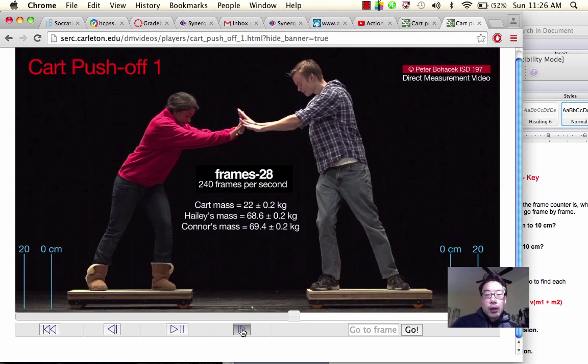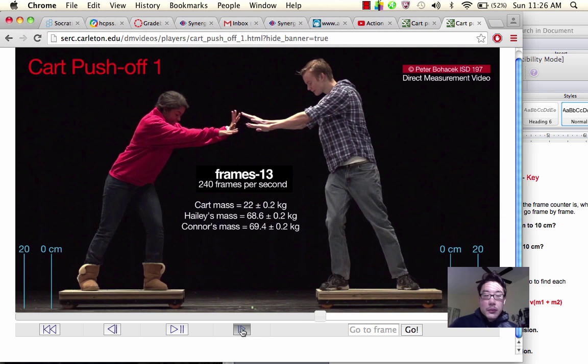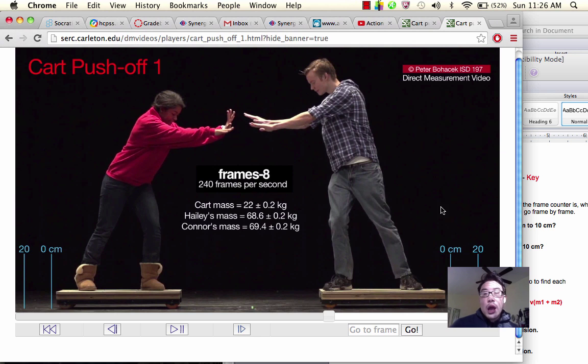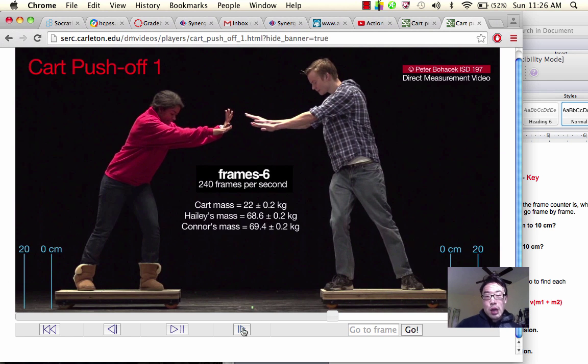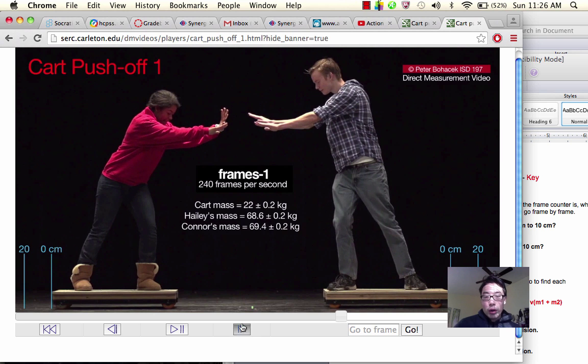This is important because when the frame is at the 0 point, that is when you have to start taking data. That is when the different markings here, 0 centimeters and 20 centimeters, become relevant. Other things that we see here are the cart's mass. I'm guessing she's Haley and he's Connor. Their masses are given with a give or take kind of measurement. So let's take a look.